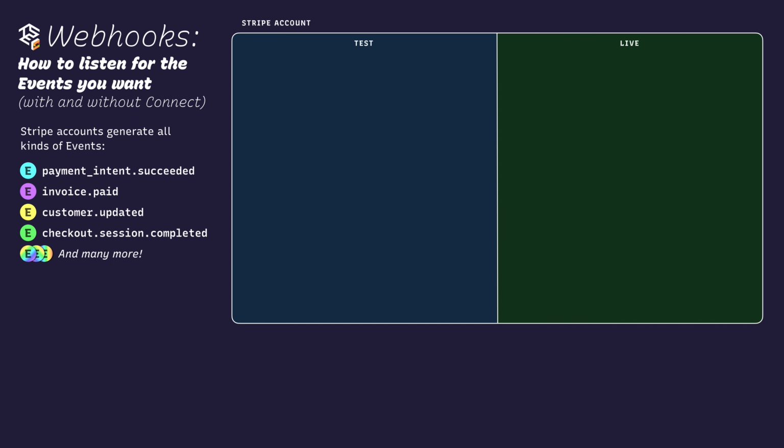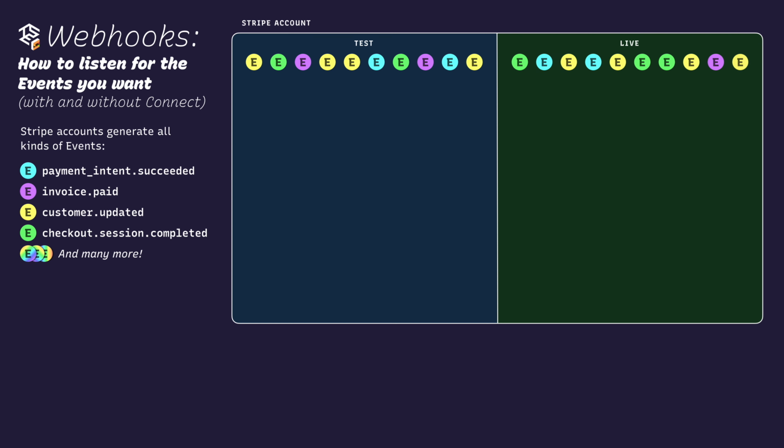Every Stripe account has a test and live environment which are separate from each other, and it's important to keep track of them independently as we proceed. This account has several events which are being triggered in test mode, and several different events being triggered in live mode. Let's create a webhook endpoint in test mode to listen for some of the test mode events.